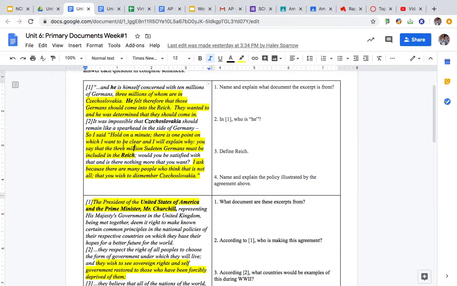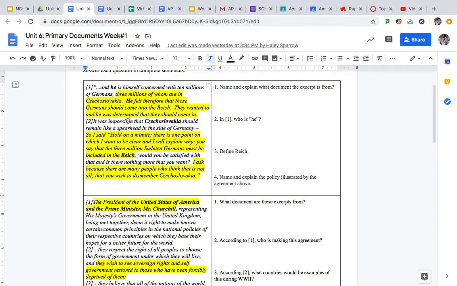All right. Part 2 of this document. It was impossible that Czechoslovakia should remain like a spearhead in the side of Germany. So I said, hold on a minute. There is one point on which I want to be clear, and I will explain why. You say that the 3 million Sudeten, again, big clue what he's talking about, Germans, must be included in the Reich.